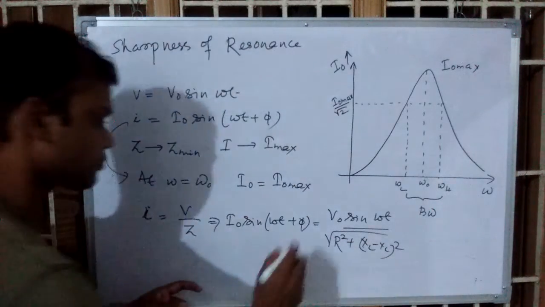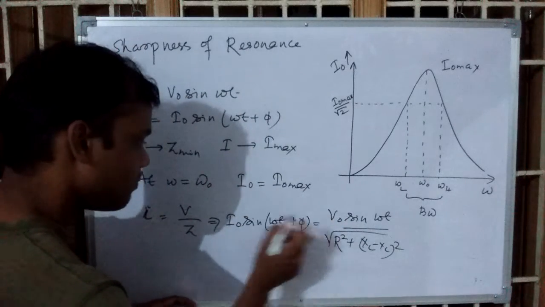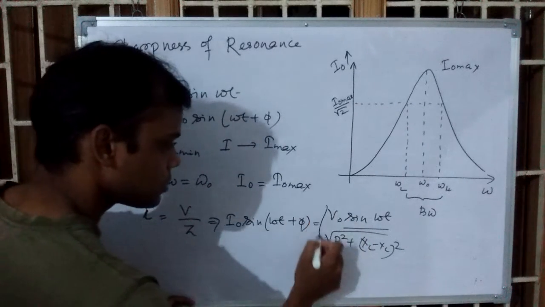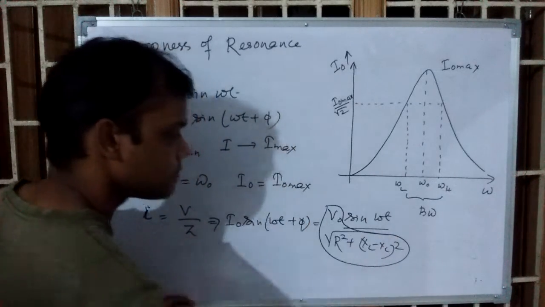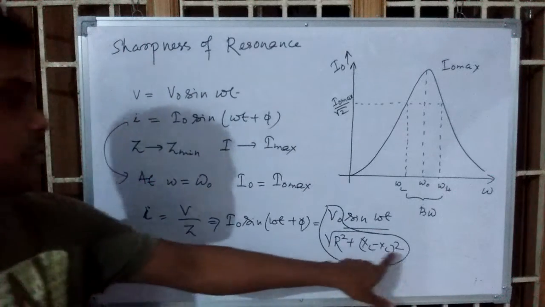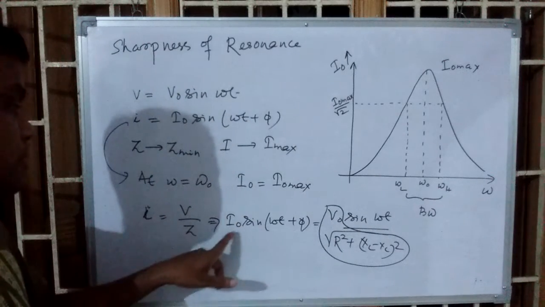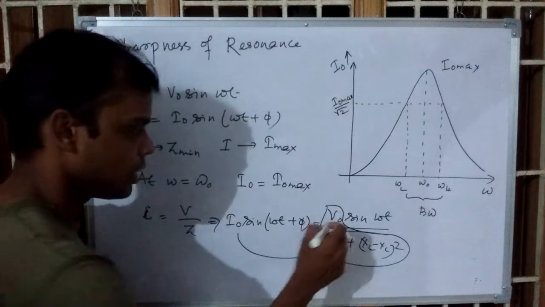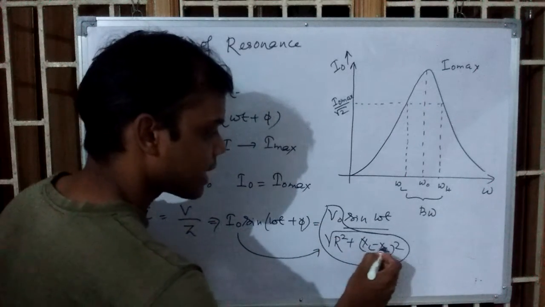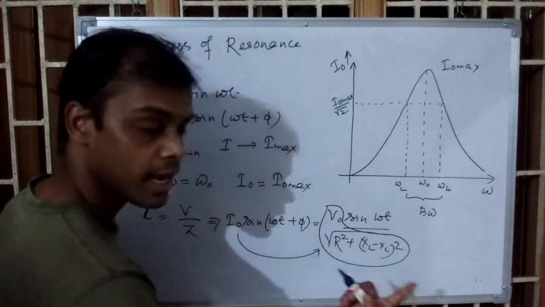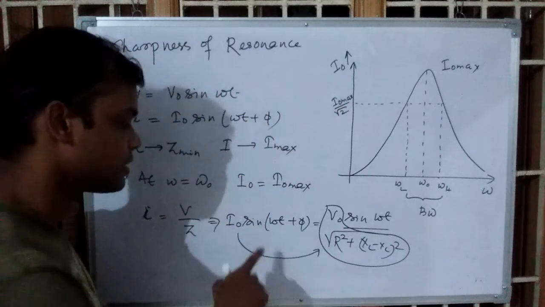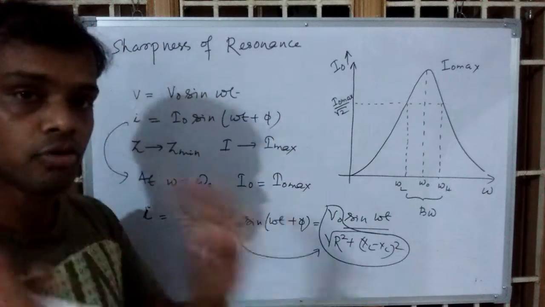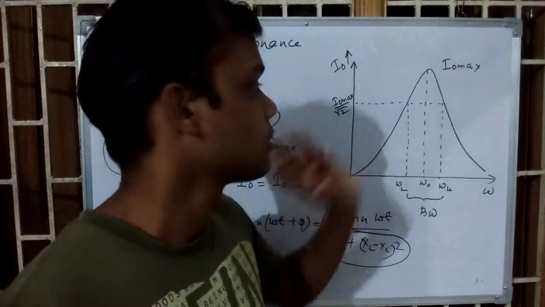Now you think: the amplitude of the right side is V naught by this much, and the left side amplitude is I naught. That means I naught is equal to this part. In this part the omega term is there, because XL is omega L and XC is 1 by omega C. That means I naught is dependent upon omega. That's why this curve is coming.